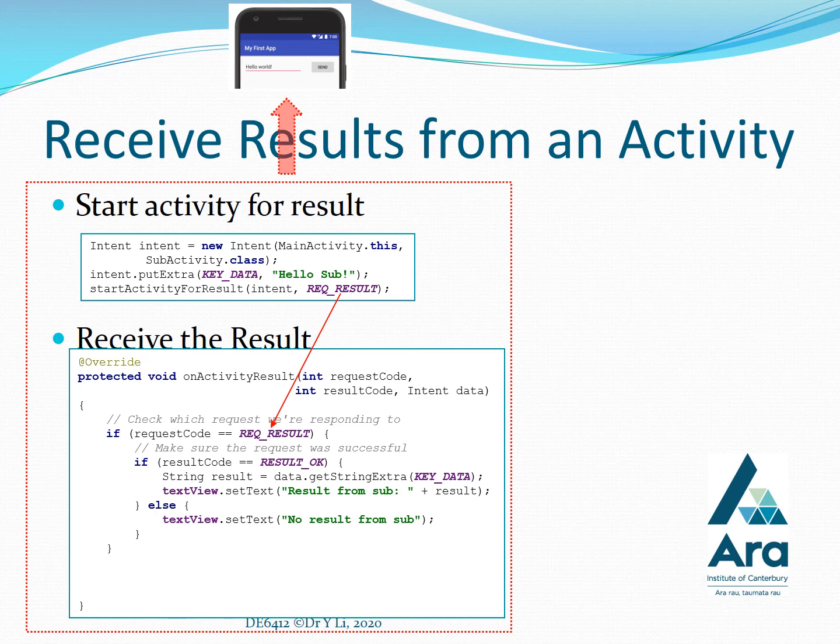If your main activity starts multiple activities, you can add more decision-making in the overridden method, and based on the different request codes, you take different actions. So one request code, another request code. You may have more.